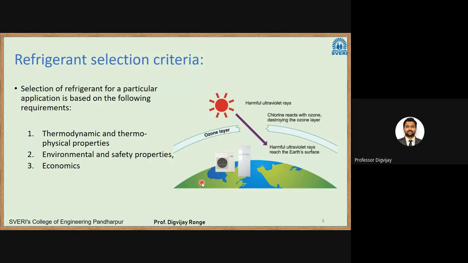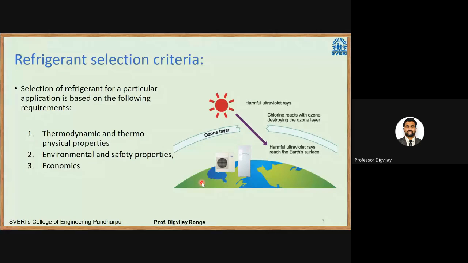So a summit was conducted. That summit is called the Montreal Summit. It was conducted in 1987. Various nations under the United Nations participated in it, and they decided that they will stop the production of the refrigerants which involve chlorine.